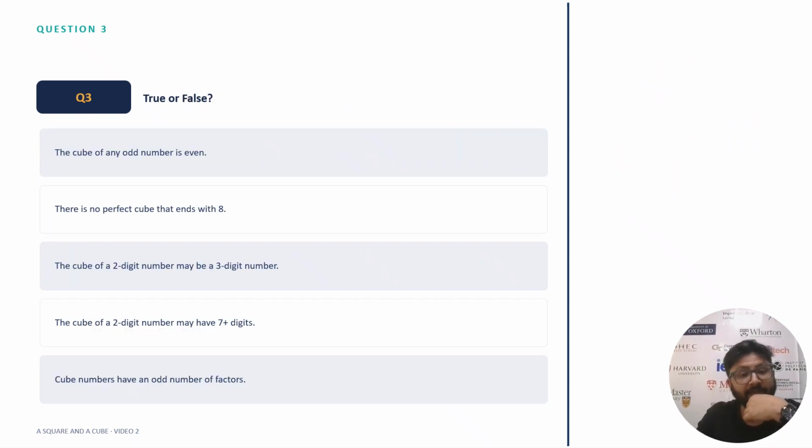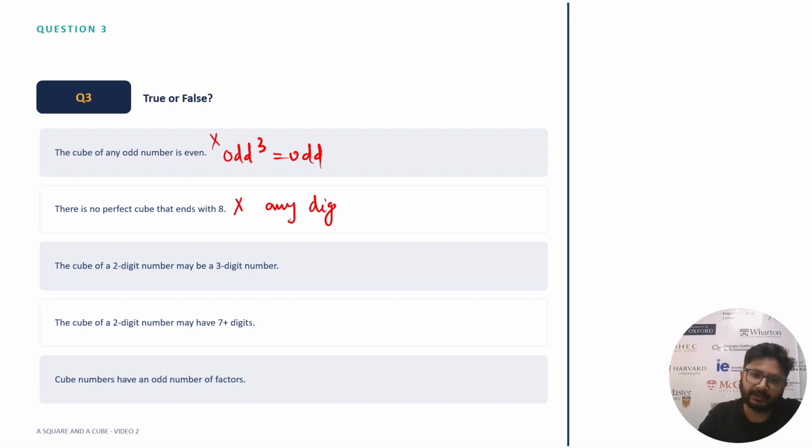Moving to the next question, which is a true and false. The cube of any odd number is even. No, odd cube is odd itself. So it is a wrong statement. There is no perfect cube that ends with an 8. We have already discussed this thing that a perfect cube can end with any digit.